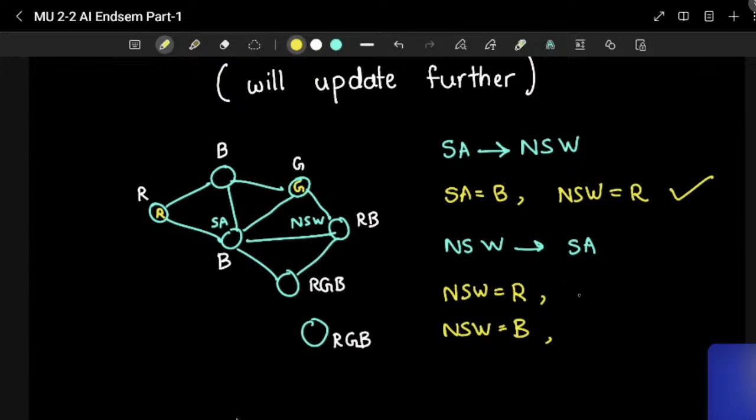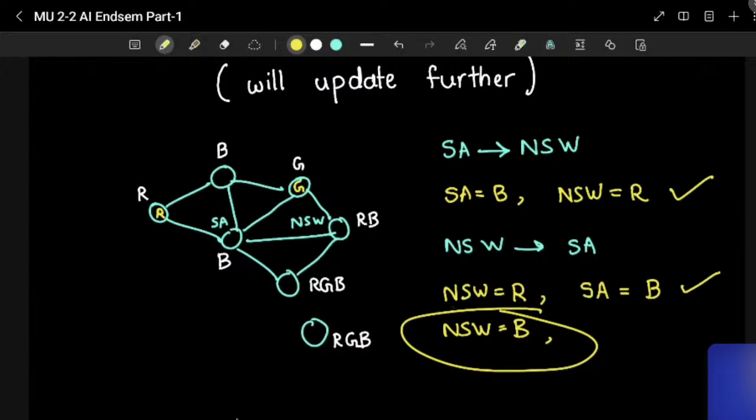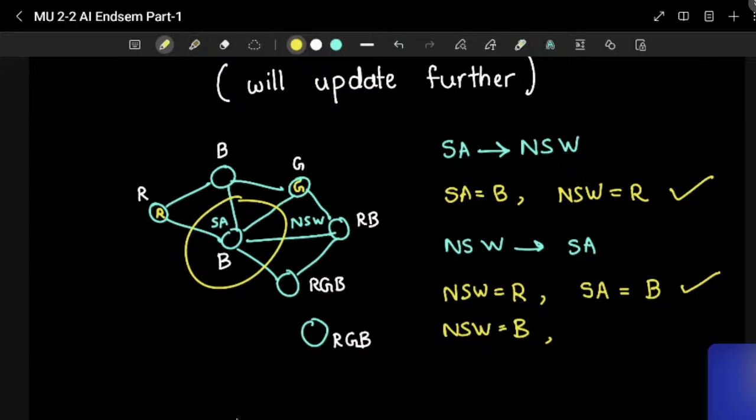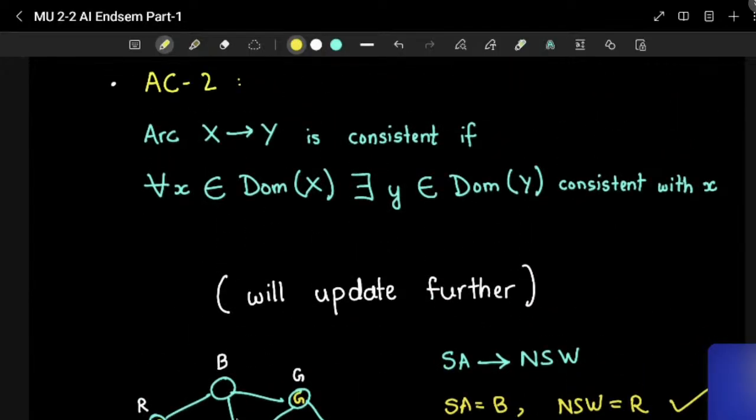So if NSW is R, I can give SA as B. This is fine. No constraint is violated. But now the problem is, if NSW is B, SA will not have any valid value. I can't give anything to SA. So here we are failing the arc consistency condition.